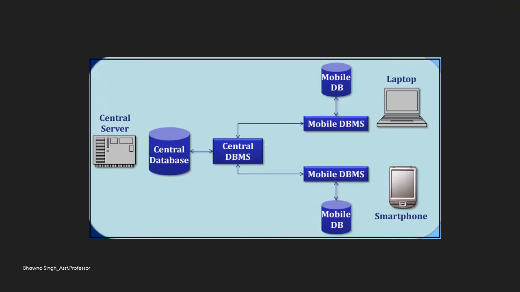Let us understand the concept of this mobile database with the help of this diagram. It will make you understand more clearly. For example, there is a large corporate in which there is a central server, and the central database is stored on that central server. So when some persons, or you can say some employees, are working offline or working from remote sites, they can access this central database with the help of their mobile databases.